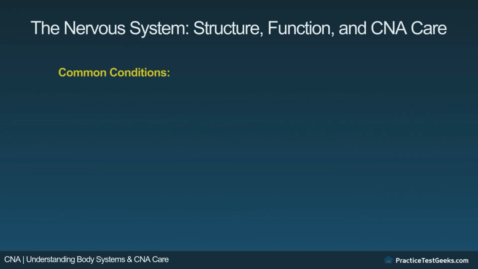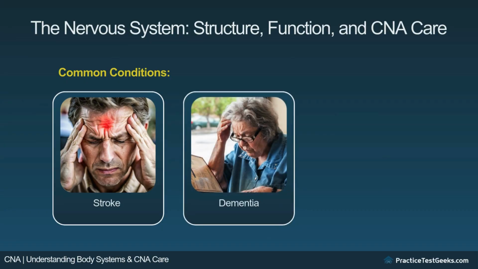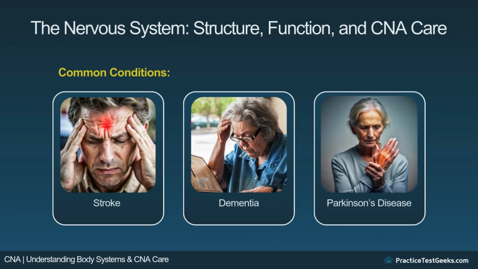Common conditions: stroke, disruption of blood flow to the brain causing paralysis or cognitive deficits; dementia, progressive loss of memory and cognition; Parkinson's disease, movement disorder caused by nerve degeneration.